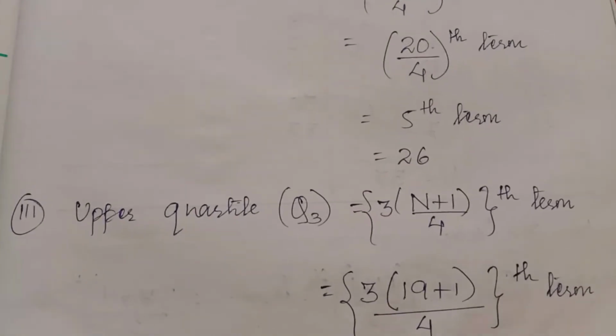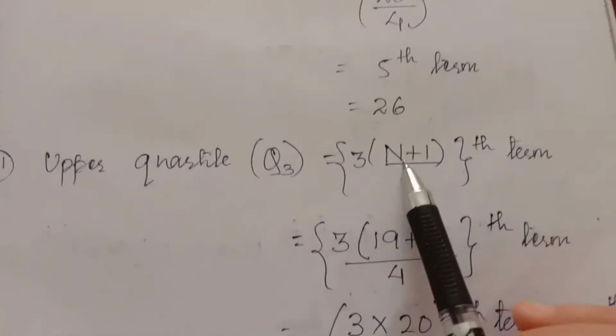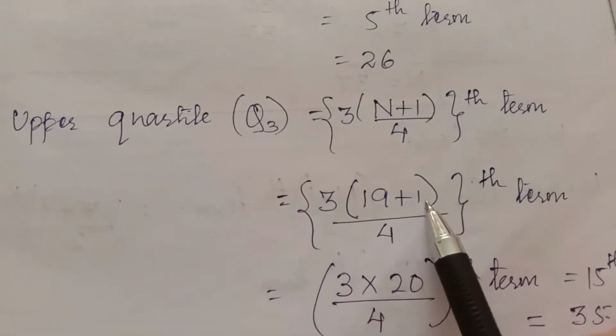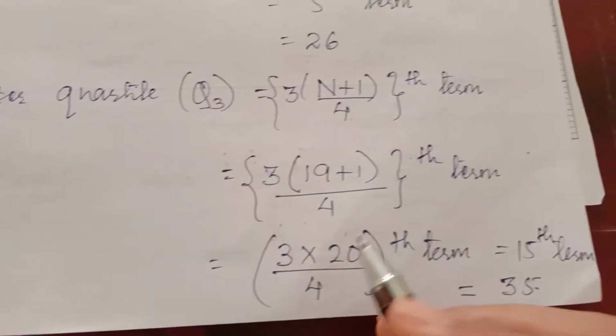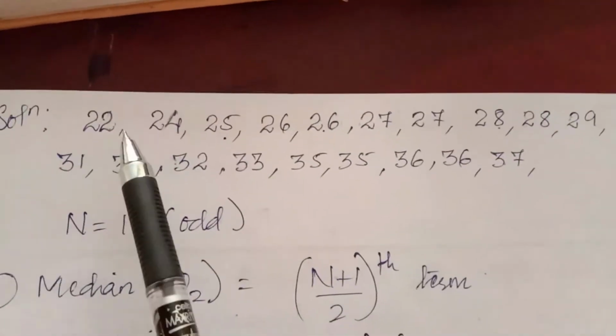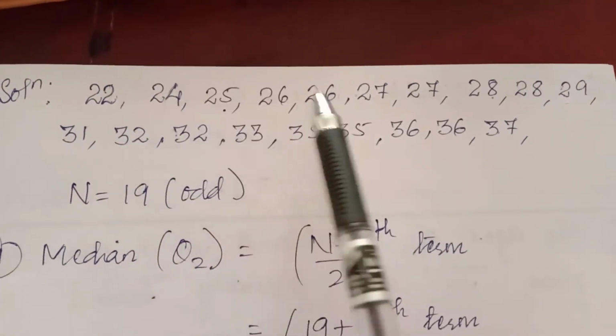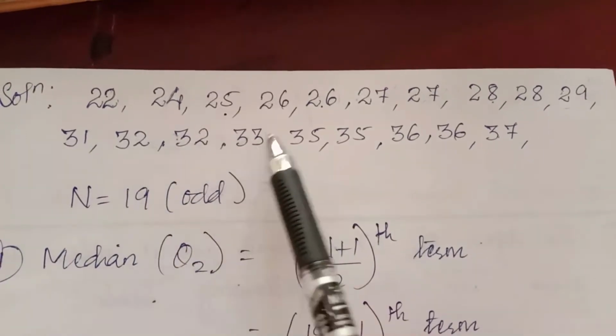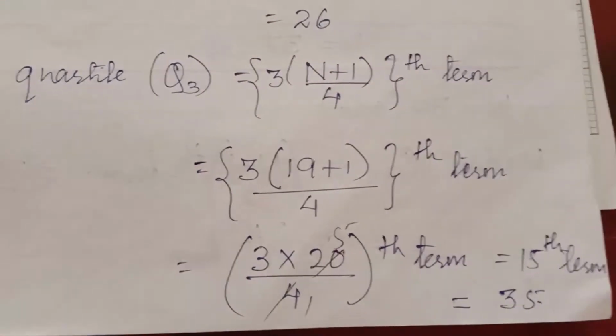Now we have to find the upper quartile. The upper quartile is 3 times (n plus 1) by 4, so the 3 will be outside. 19 plus 1 is 20, so 3 into 20 by 4. 4 fives are 20, and 5 threes are the 15th term. Now we will check which one is the 15th term: 1, 2, 3, up to 15. So it is 35. So the upper quartile is 35.